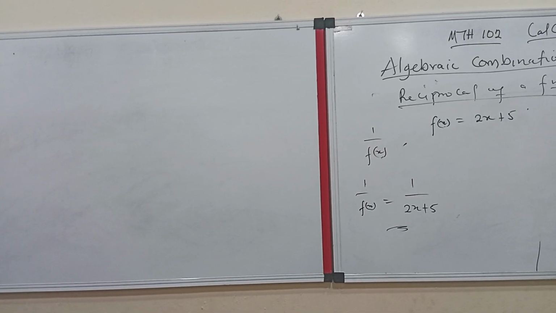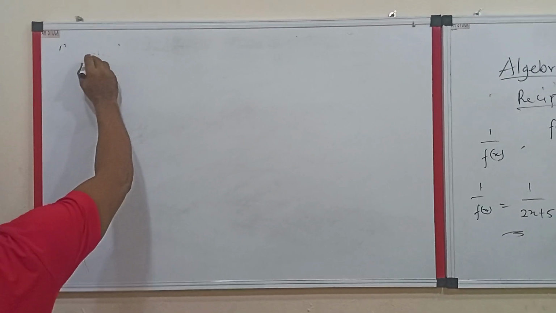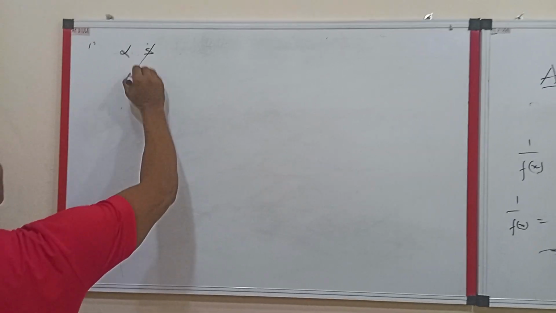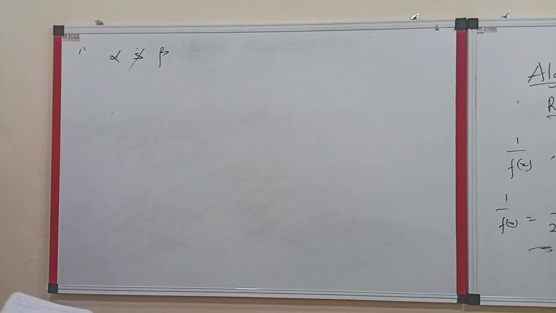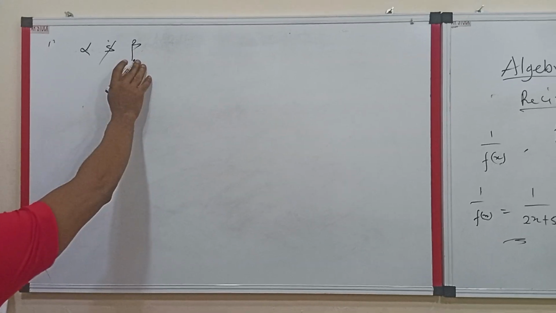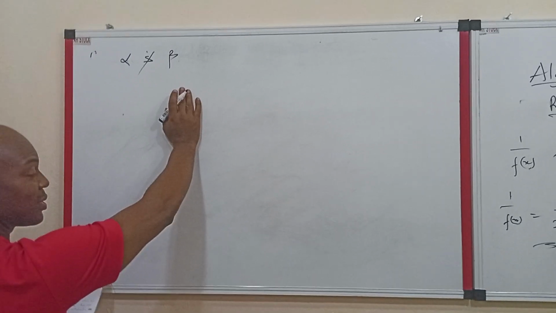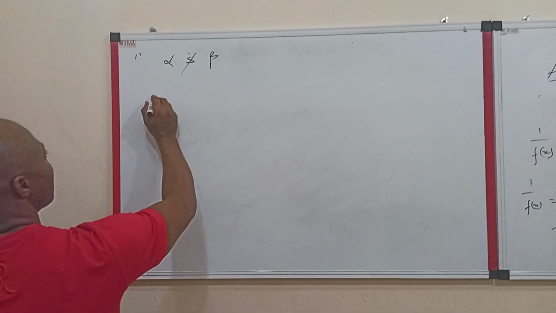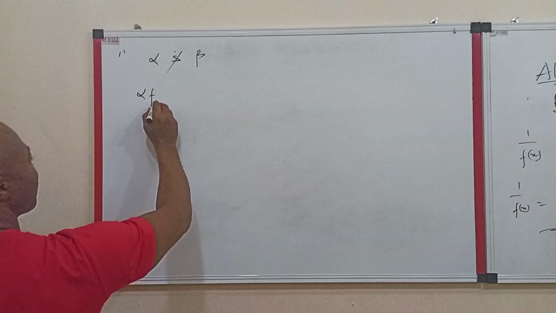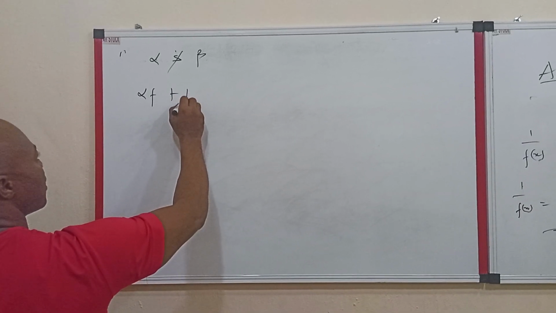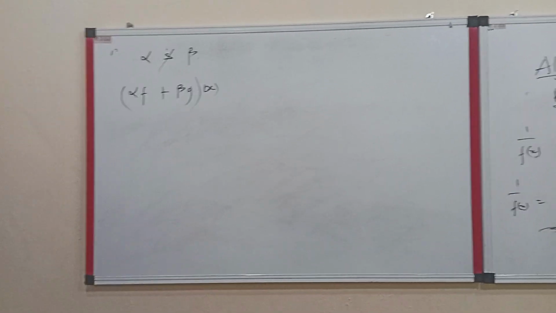Scalars being multiplied to the functions. So if we have alpha and beta, which are scalars, and they are all members of the real number set, then we can also combine them with functions by having alpha f plus beta g, all of x.